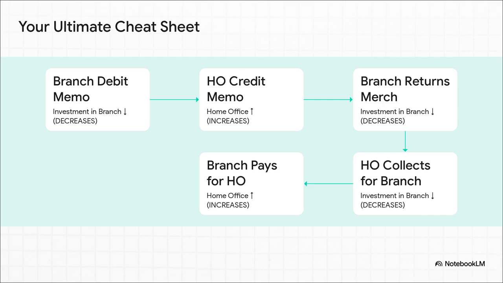1. Branch sends a debit memo to the HO. Investment account goes down. 2. HO sends a credit memo to the branch. Home office account goes up. 3. Branch returns stuff. Investment goes down. 4. HO collects money a branch was owed. Investment goes down. And 5. Branch pays one of the HO's bills. The home office account goes up. This slide is pure gold when you're reviewing.